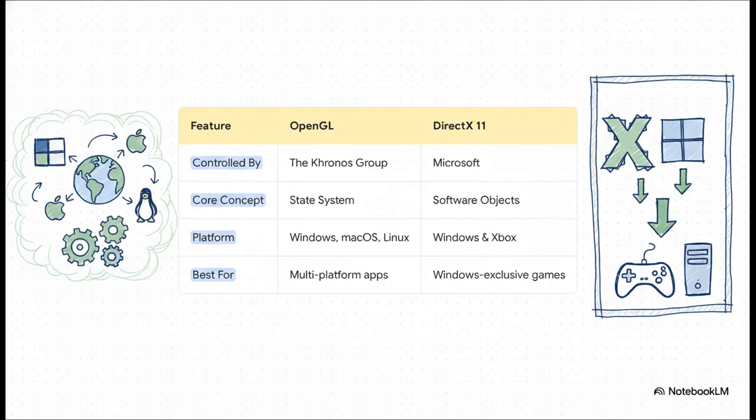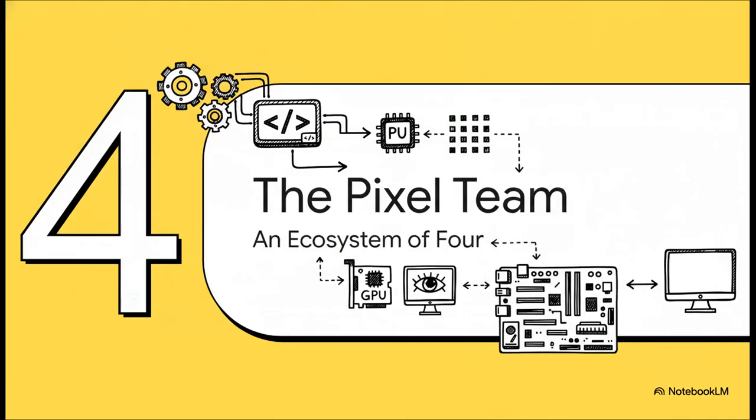This makes OpenGL super flexible for apps that need to run everywhere, while DirectX is pretty much the go-to choice for those big Windows-exclusive games. But of course, the API doesn't work alone. It's not a solo act. It's part of a much larger ecosystem.